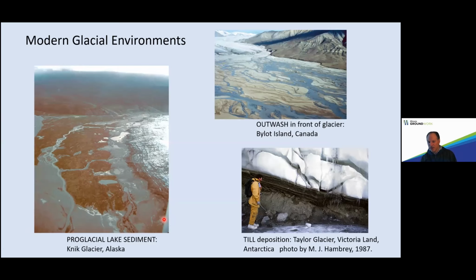This is how we know about those environments: studying modern glaciers. For example, this is outwash material in front of a glacier in northern Canada, where you have sand and gravel here in the meltwater sandbars. And these are proglacial lakes in front of an ice sheet here in Alaska.